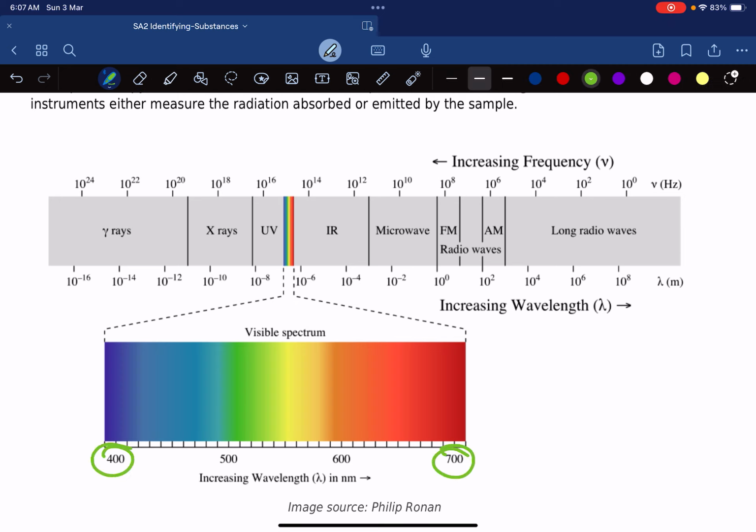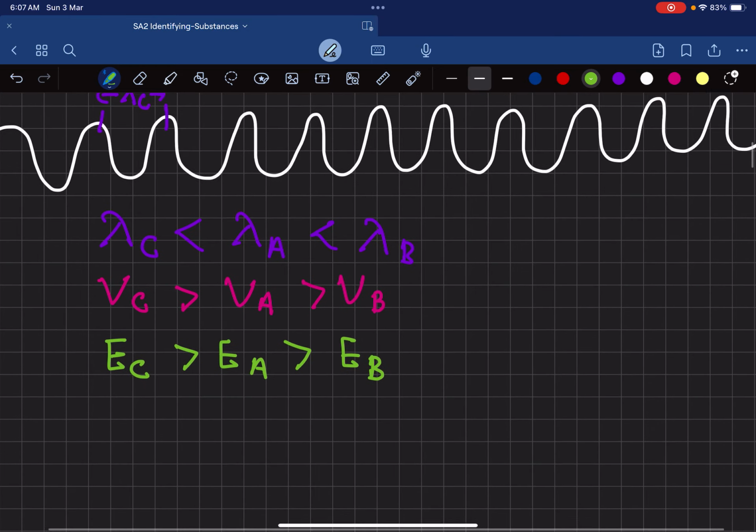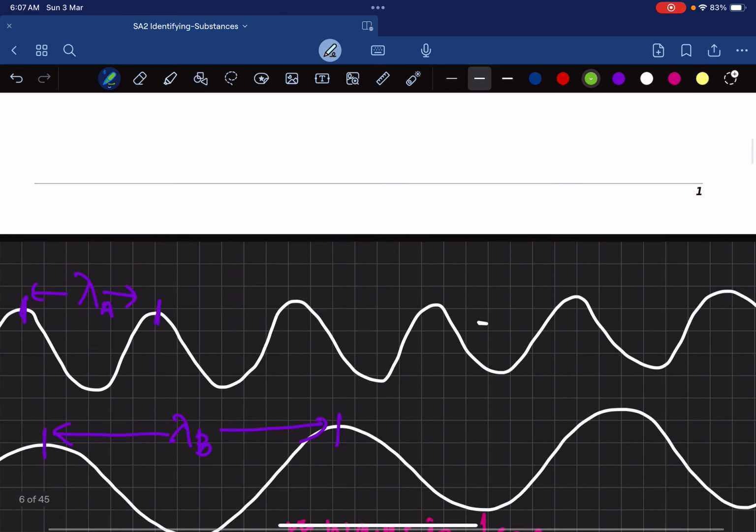In this part that you can see here, 400 nanometers to 700 nanometers, this is the visible region. This is where our eyes can see. The rod cells and cone cells in our eyes are able to detect anything within this part. Anything more than that or less than that, we cannot detect. So this is what spectroscopy is about: using these wavelengths.